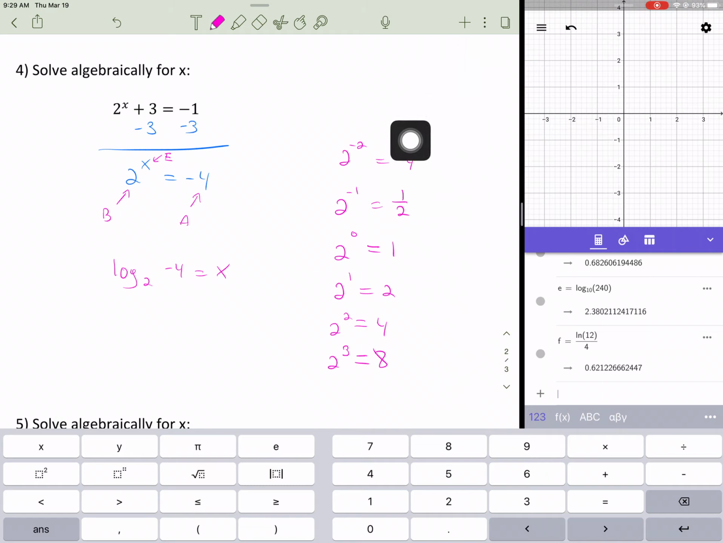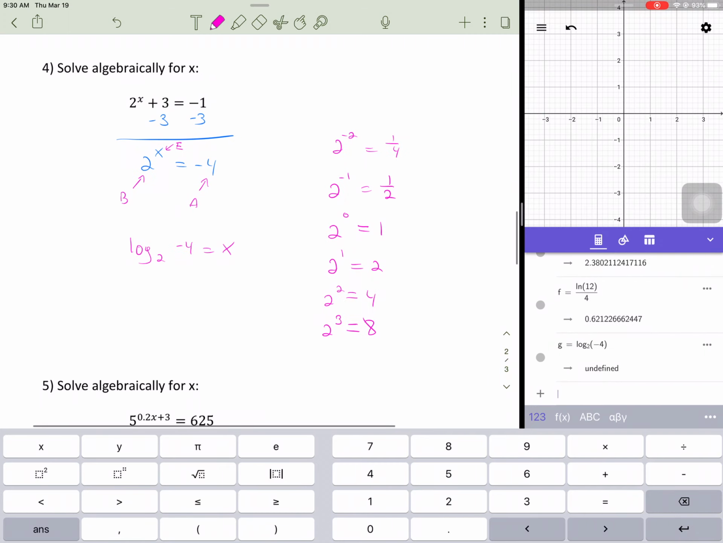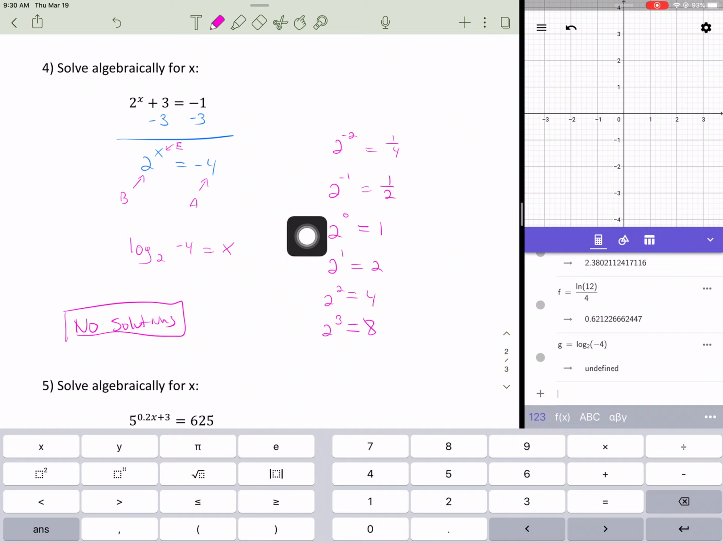right? We know that as x gets really small, y is just getting smaller and smaller and smaller, closer to 0, but 2 to what power is going to be a negative number? That actually doesn't work, and you can kind of see that here. Let's see, log base 2 of negative 4, undefined. So really, solve algebraically for x, no solutions. Nothing. 2 to no power is negative 4, so no solutions.